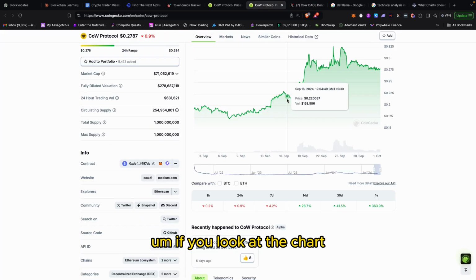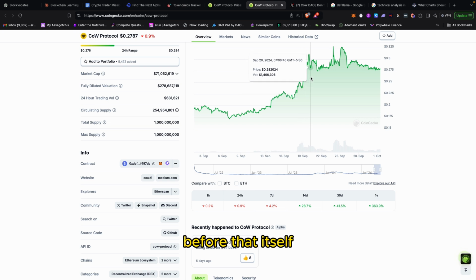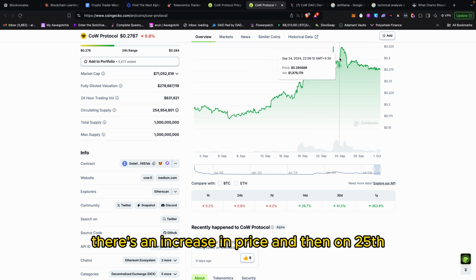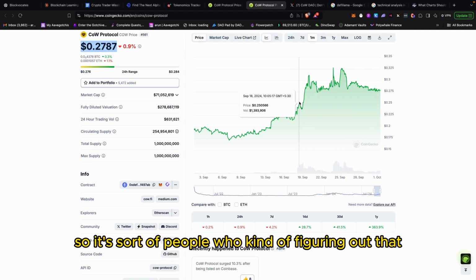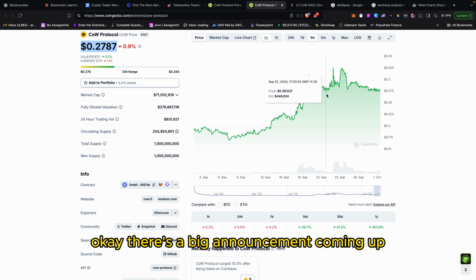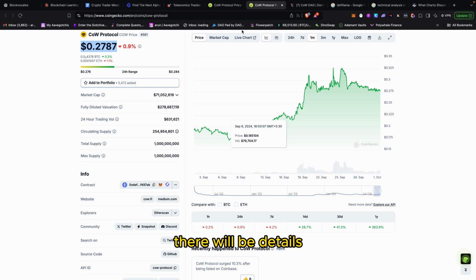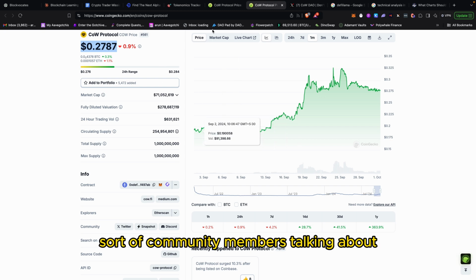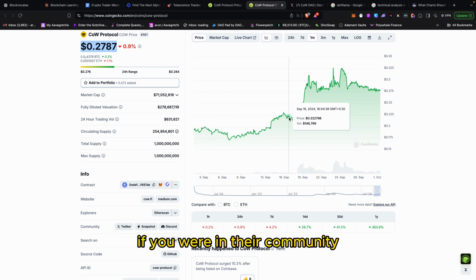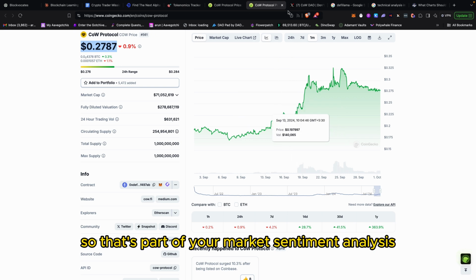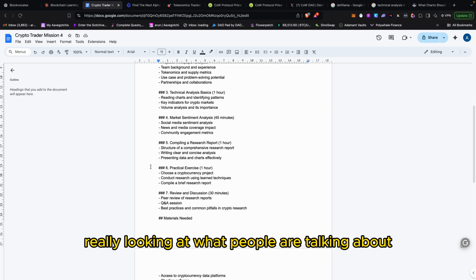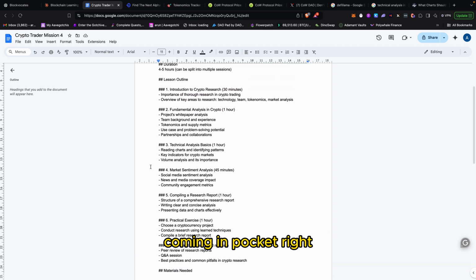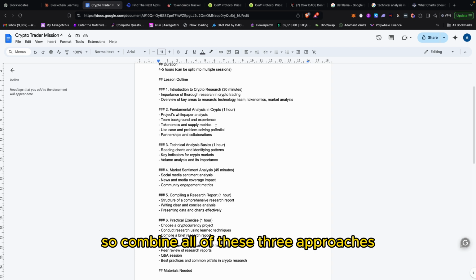If you look at the chart, before that itself there's an increase in price, and then on the 25th there's a higher increase, and then it's back down. So it's people figuring out that there's a big announcement coming up, there will be details, community members talking about it. You would have maybe known about it if you were in their community by this date. So that's part of your market sentiment analysis, really looking at what people are talking about, if there's news coming in the market, right? So combine all of these 3 approaches.